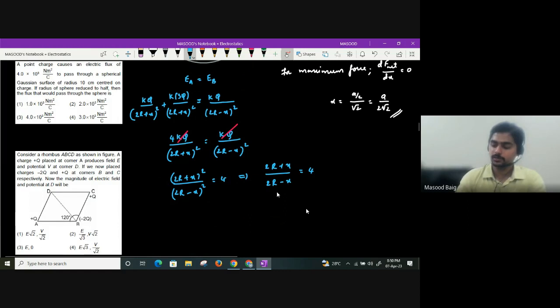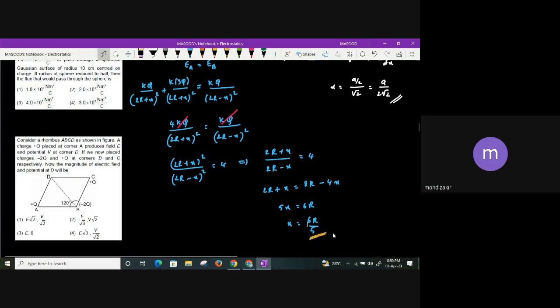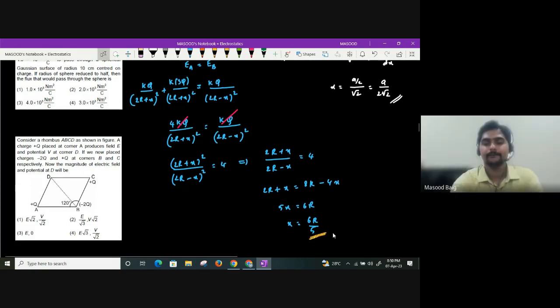So from this, what are we going to obtain now? Will you get the value of x or not? So 2r plus x will be equal to 8r minus 4x. So 5x will be 6r. So the x value will be 6r divided by 5, which is 1.2r, guys. Clear, everyone? The root of 4, right? Yes, it was a root, so take the root of 4 as 2.